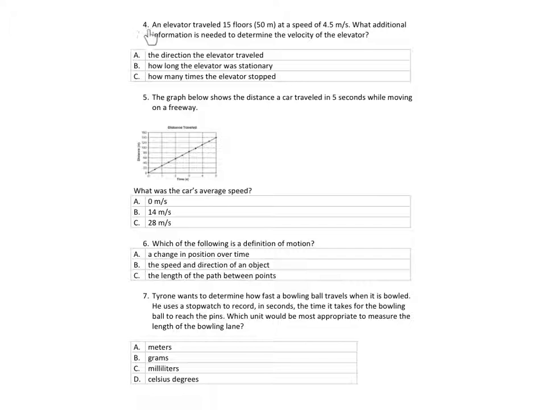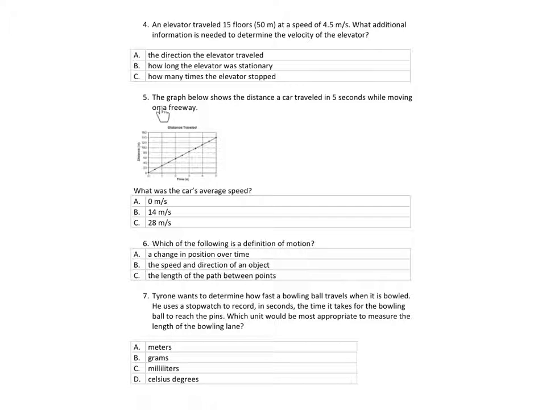Number 4. An elevator traveled 15 floors, or 50 meters, at a speed of 4.5 meters per second. What additional information is needed to determine the velocity of the elevator? A. The direction the elevator traveled. B. How long the elevator was stationary. C. How many times the elevator stopped.